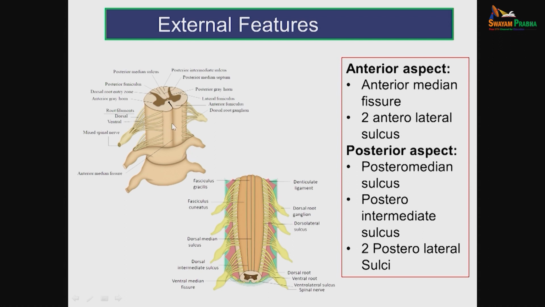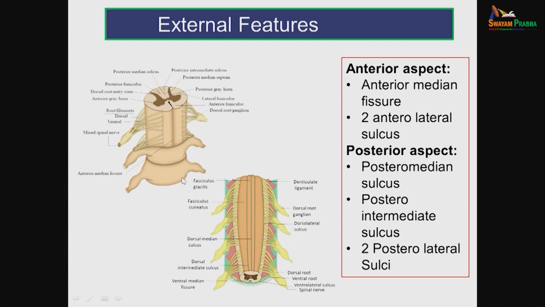Having learnt these, we will move on to the next section, the external features of the spinal cord. This is a cross section of the spinal cord. We will now be studying the external features of the cord. This is the anterior surface of the cord, and this is the posterior part. There is an anterior median fissure and a posterior median sulcus, which, along with a septum, divide the cord into two symmetrical halves.